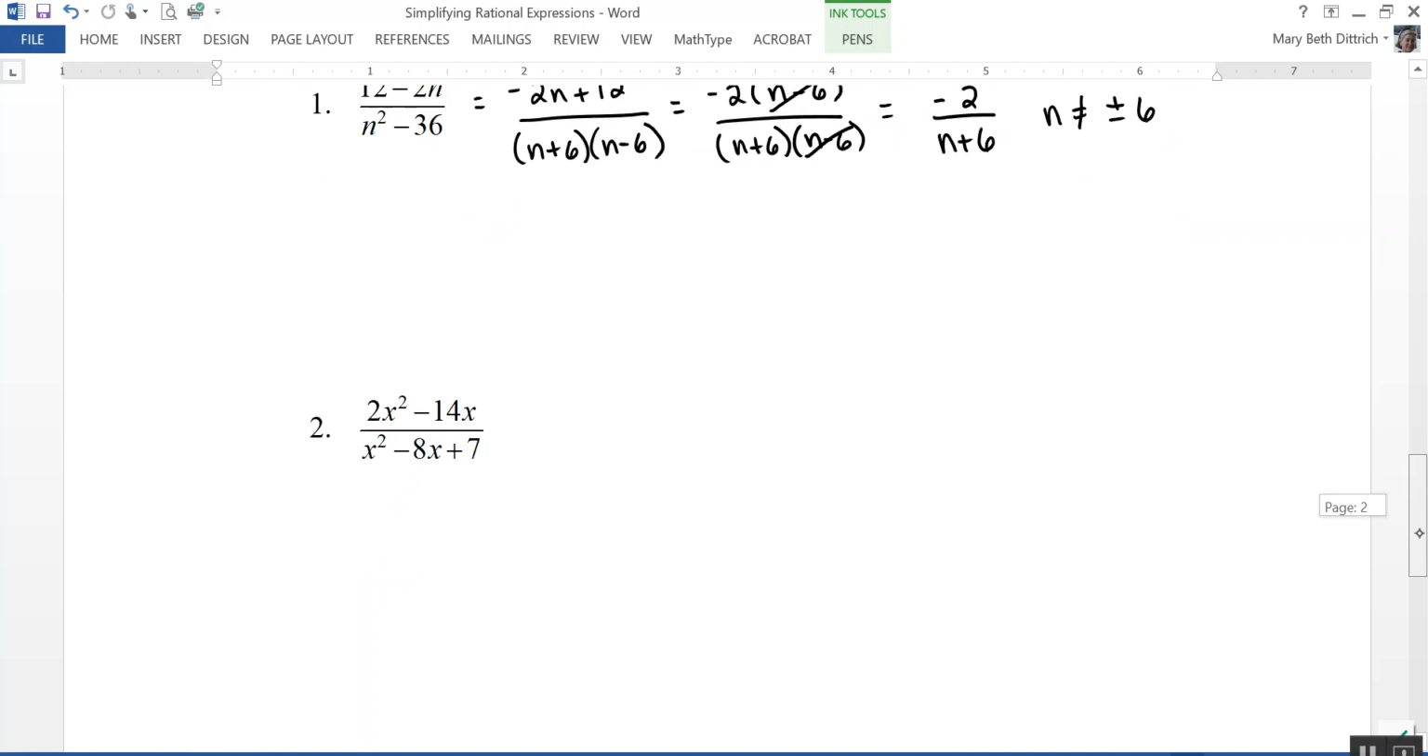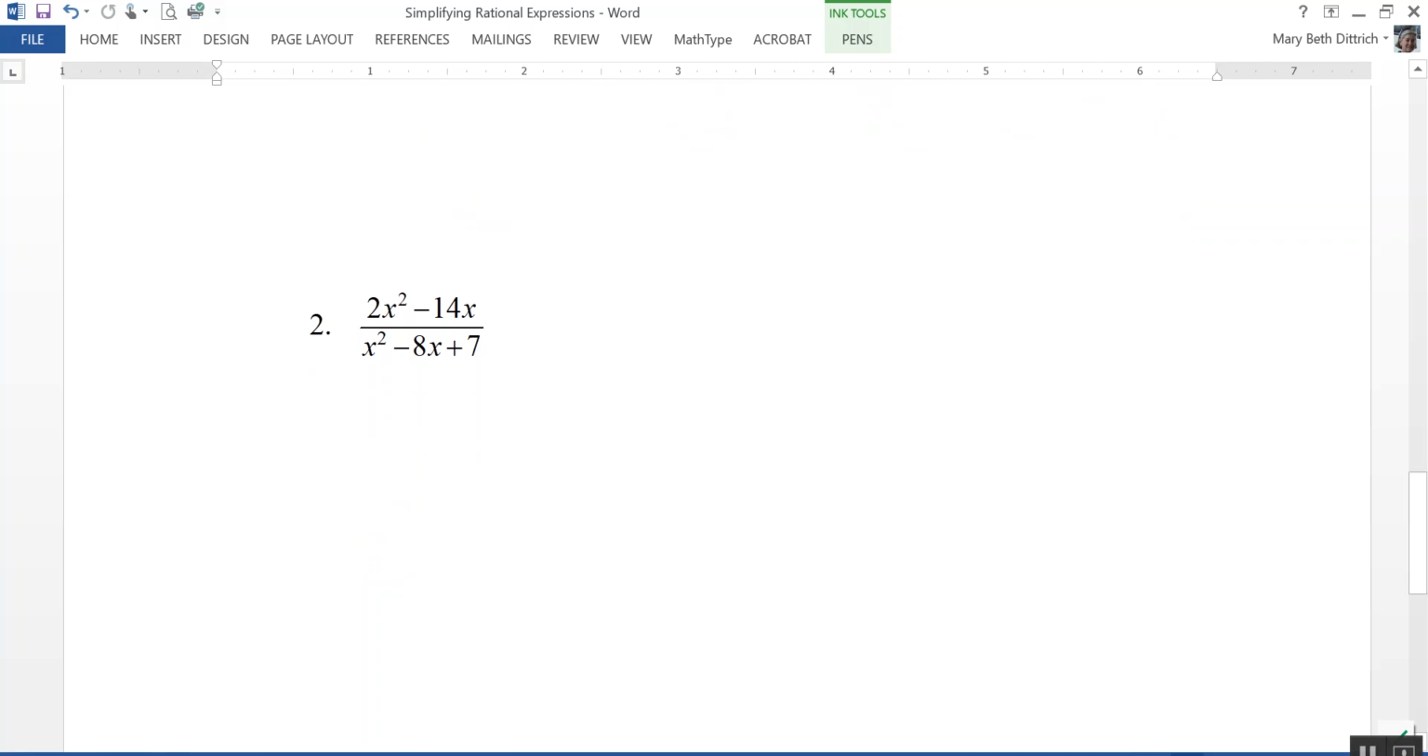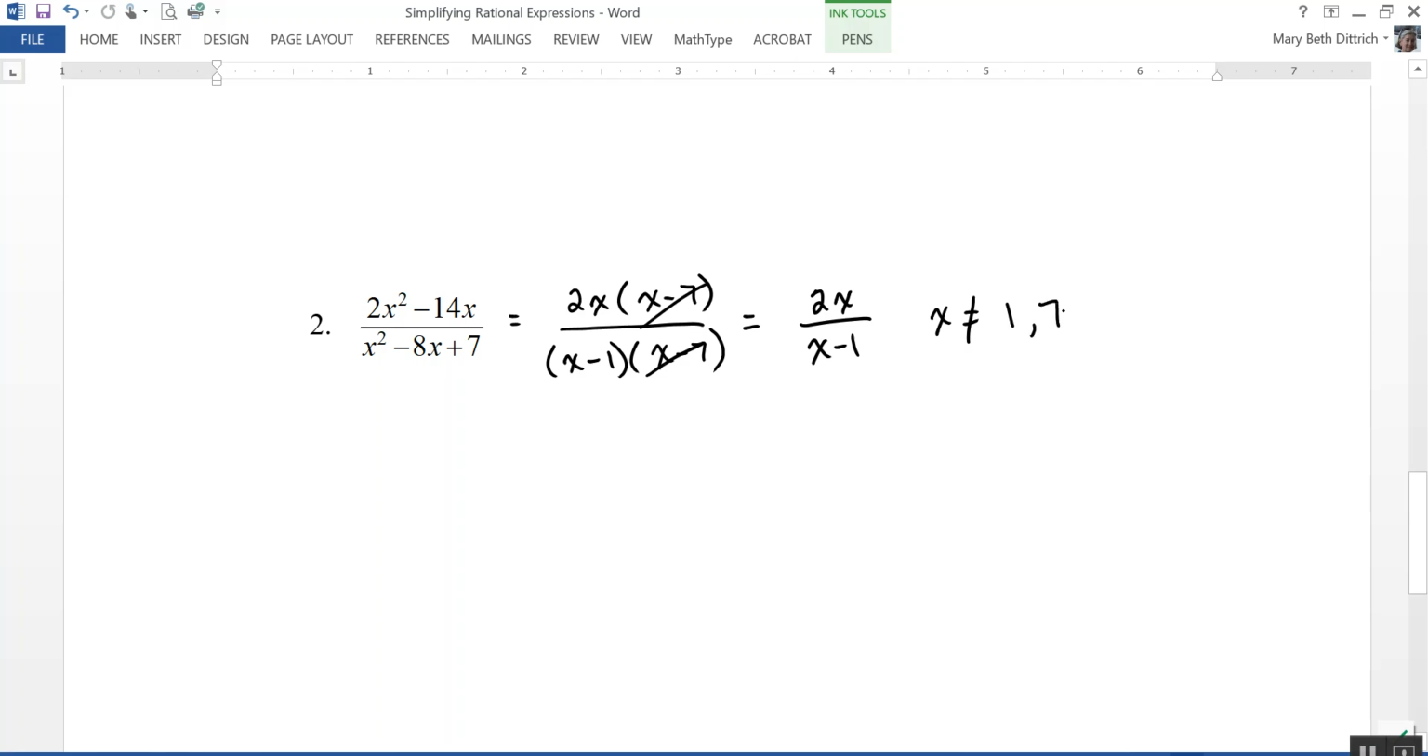And my last practice problem here, 2x squared minus 14x over x squared minus 8x plus 7. Let's go ahead and factor both the numerator and the denominator. So that factors into 2x times x minus 7, and the denominator factors into an x minus 1 and an x minus 7. Again, x minus 7 are common factors in the numerator and denominator that will cancel out. So that leaves me with 2x over x minus 1. And evaluating my excluded values, I go back to my original uncanceled but factored denominator. So x cannot equal 1 and x cannot equal 7.